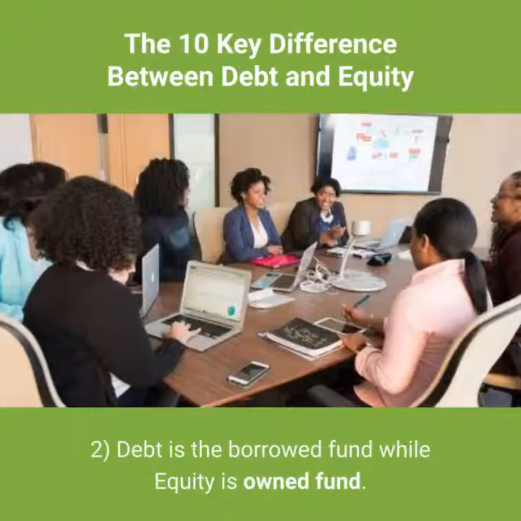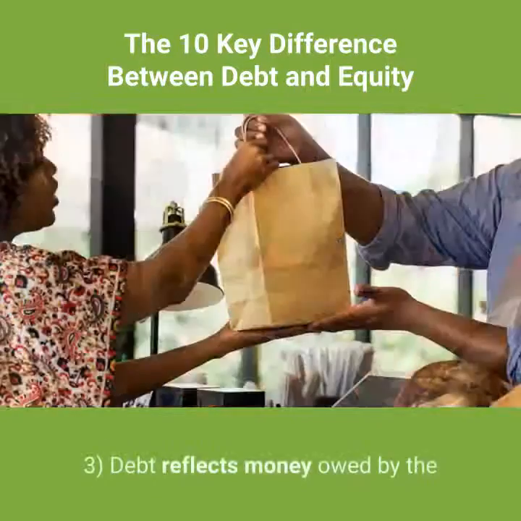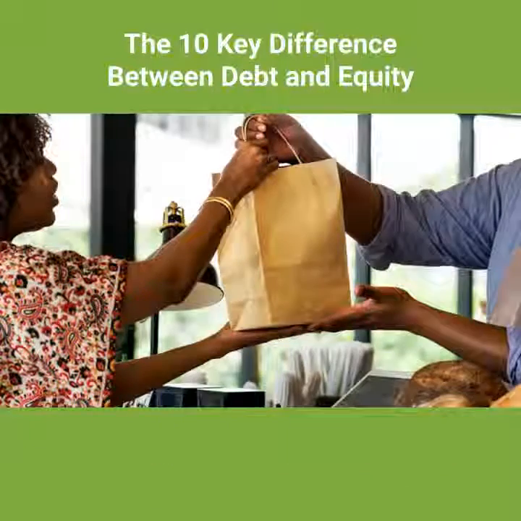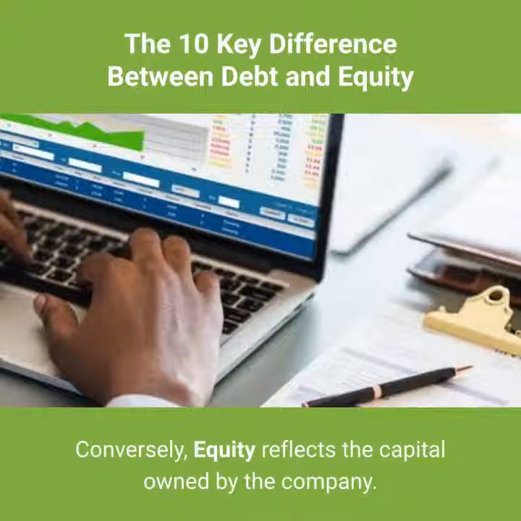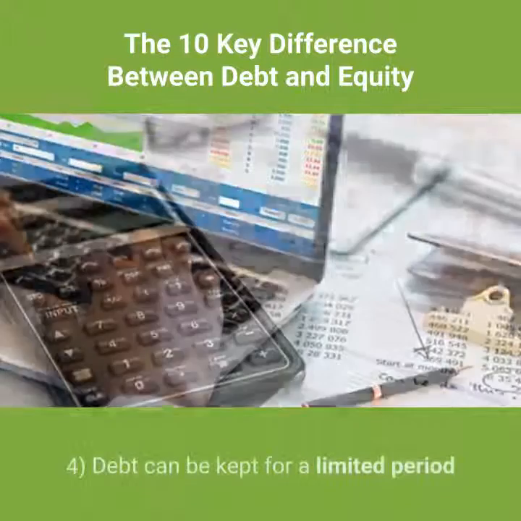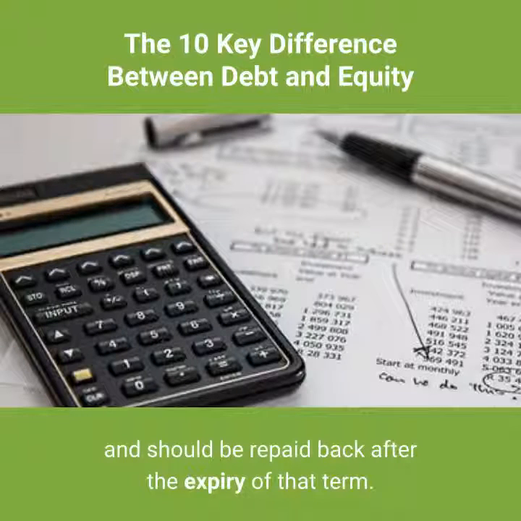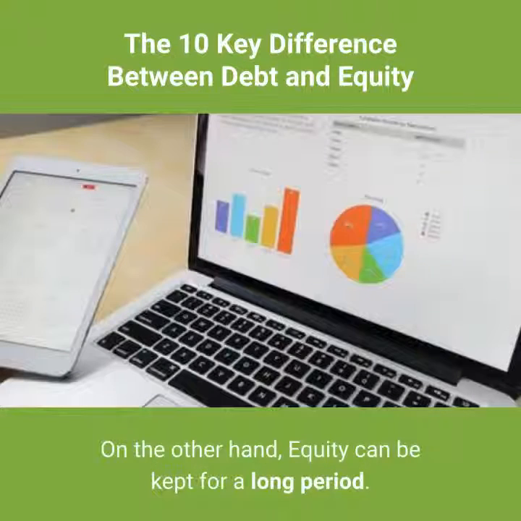2. Debt is the borrowed fund while equity is owned fund. 3. Debt reflects money owed by the company towards another person or entity. Conversely, equity reflects the capital owned by the company. 4. Debt can be kept for a limited period and should be repaid after the expiry of that term. On the other hand, equity can be kept for a long period.